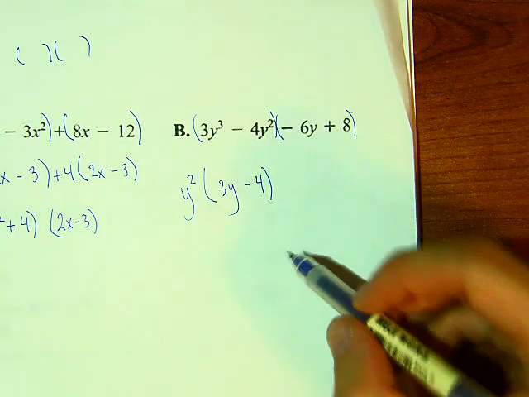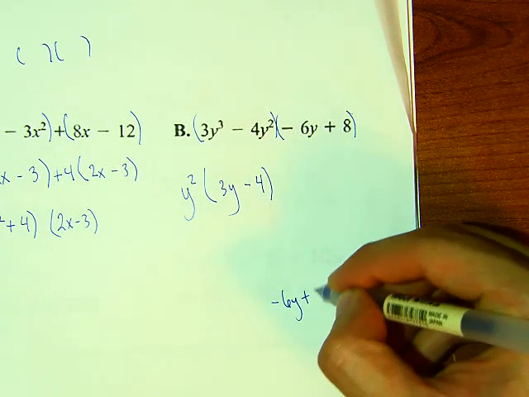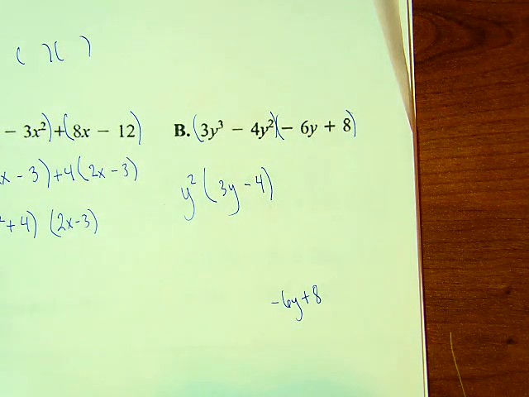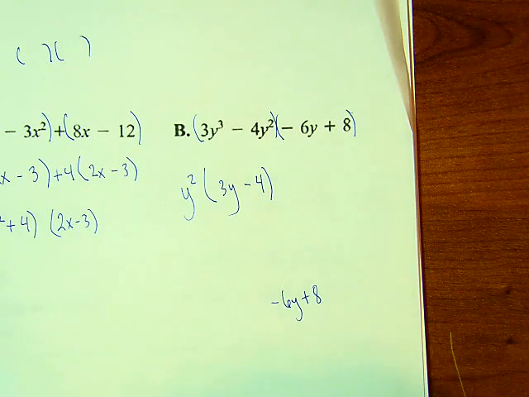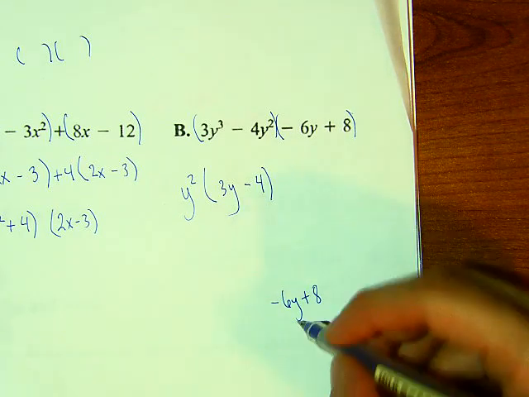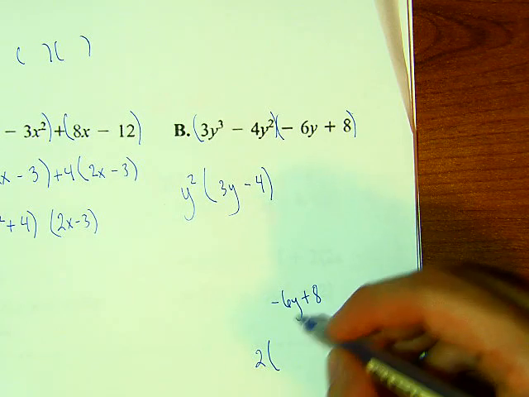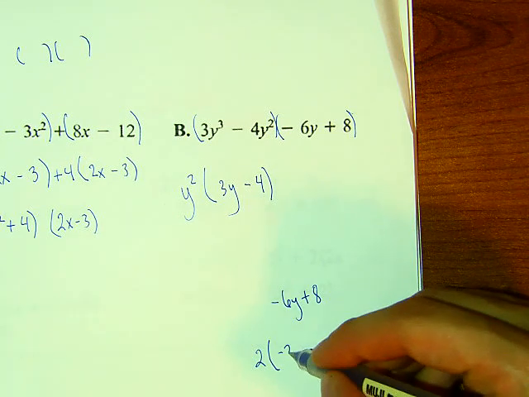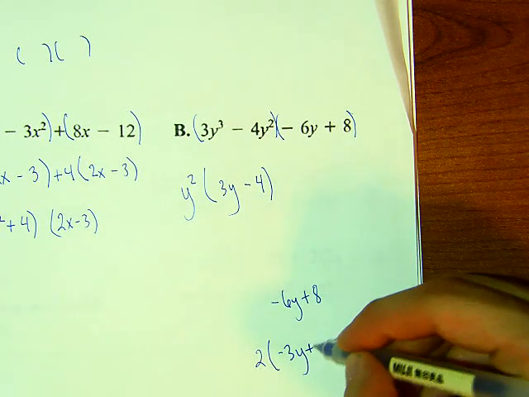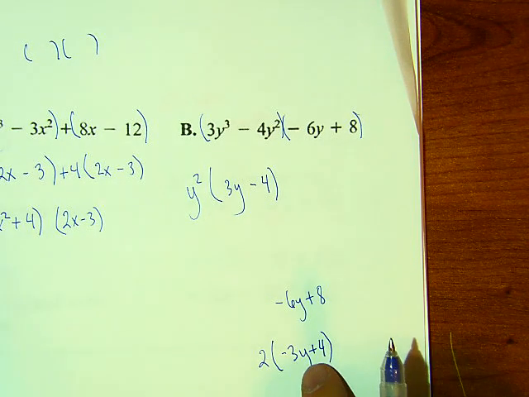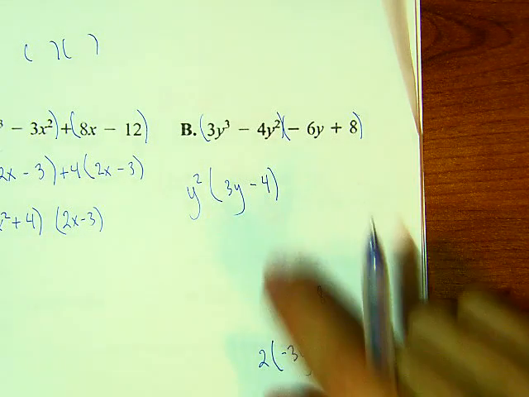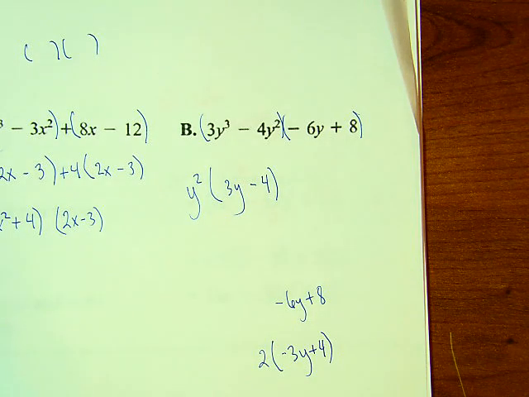Now, let's look at this. If we have negative 6y plus 8, and you think to yourself, oh, Mr. G, the GCF is 2. And you're 100% right. The GCF is 2. And if you take out 2, what do you get? You get minus 6 divided by 2 is minus 3y, and this is plus 4. And then you're like, crap, wait a minute. This is not the same as this. So what do we do?